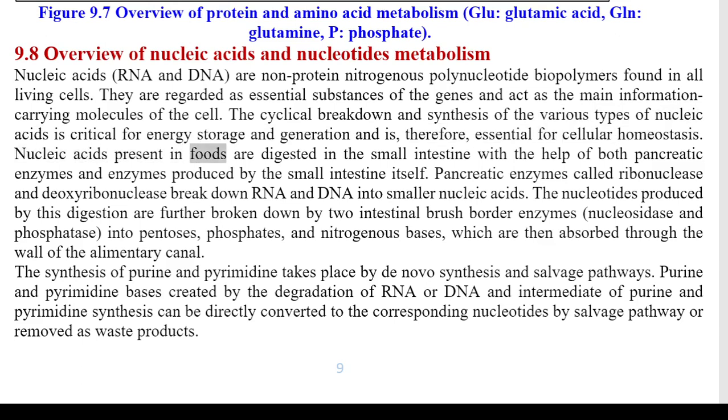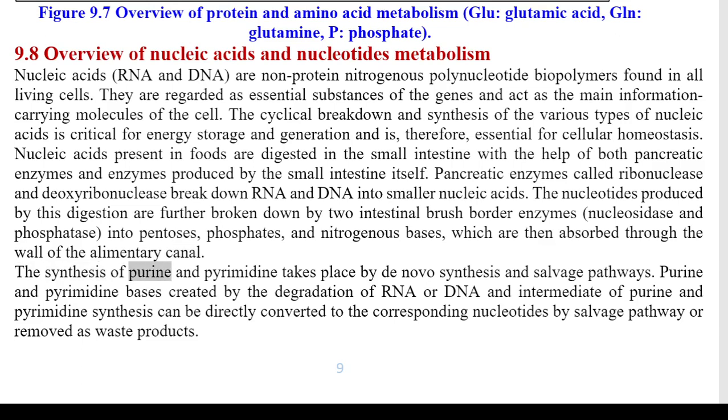Nucleic acids present in foods are digested in the small intestine with the help of both pancreatic enzymes and enzymes produced by the small intestine itself. Pancreatic enzymes called ribonuclease and deoxyribonuclease break down RNA and DNA into smaller nucleic acids. The nucleotides produced by this digestion are further broken down by two intestinal brush border enzymes, nucleosidase and phosphatase, into pentoses, phosphates, and nitrogenous bases, which are then absorbed through the wall of the alimentary canal.